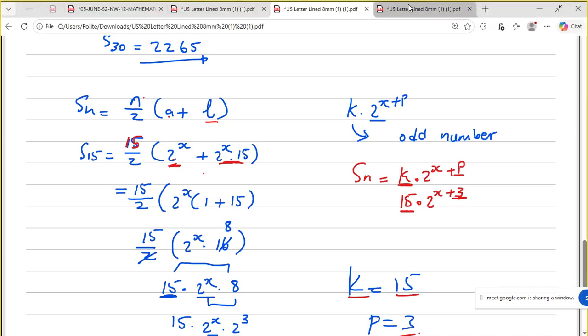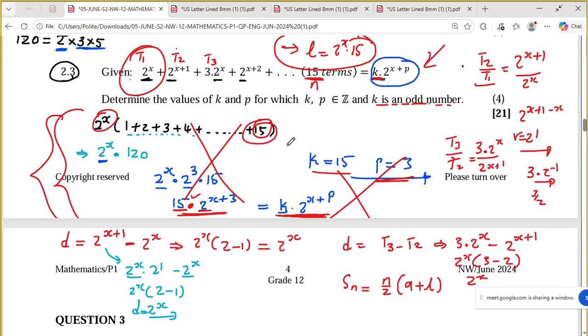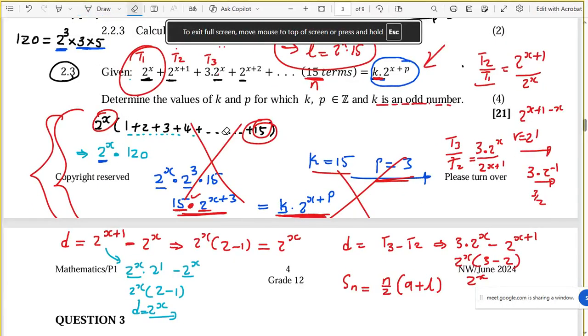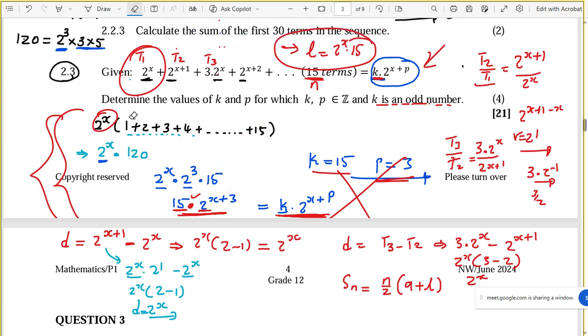Okay, let's go back to the sequence. Look at this now. When I have something like this, let me just write this like this. Let's go back to this. Look at this.